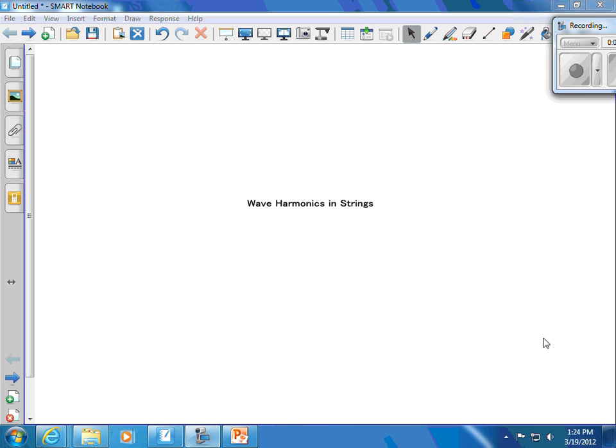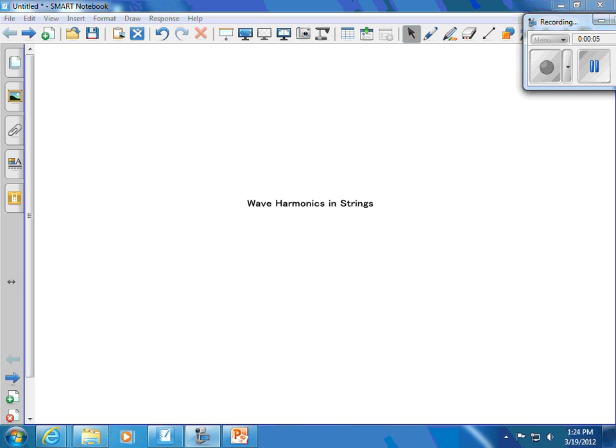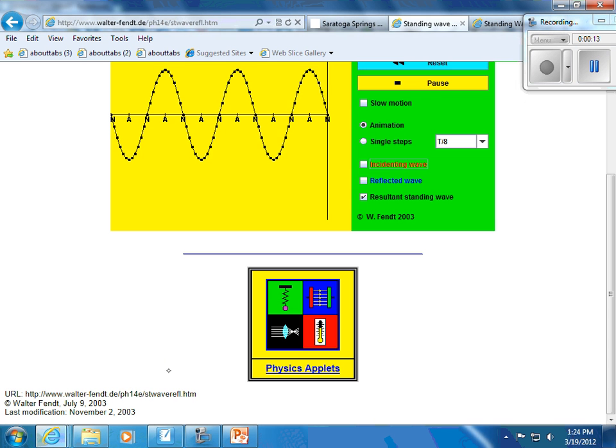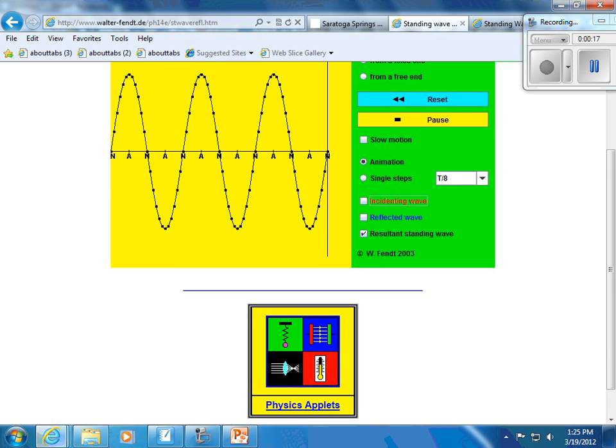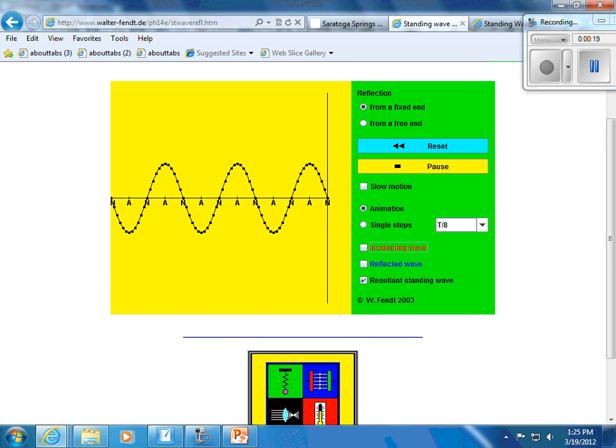I'm going to take a look at the harmonics that are produced in stringed instruments. Before I start with the harmonics, let's just remind ourselves of what this pattern is called. This is called a standing wave pattern.